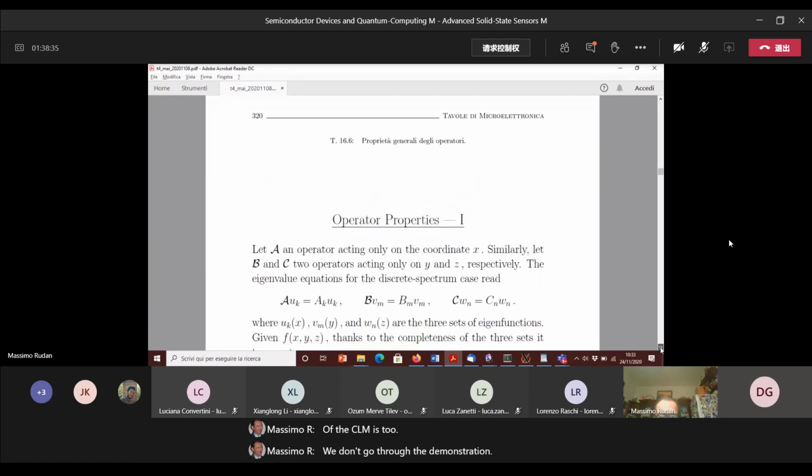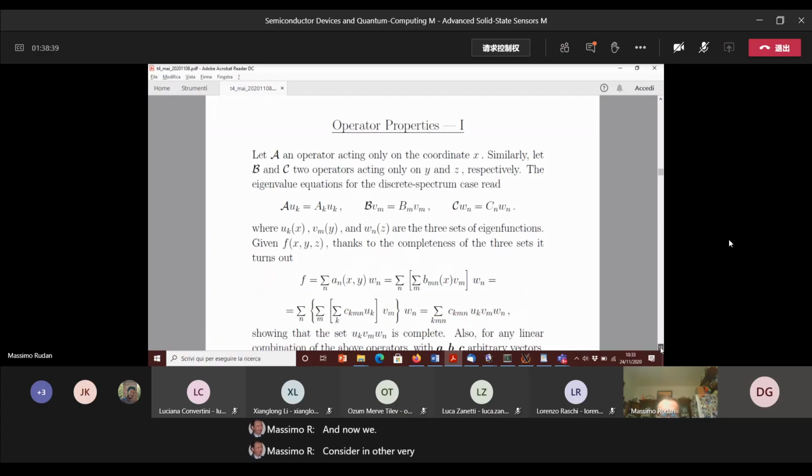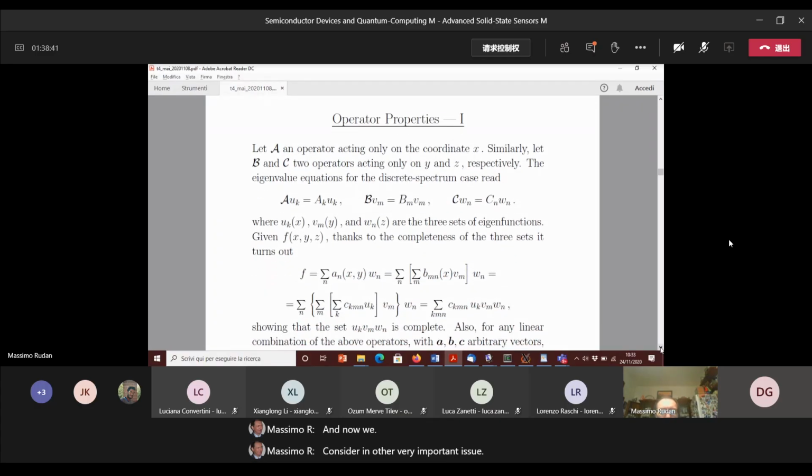And now we consider another very important issue. This important issue is the issue of the so-called separability of the operators. Separability is important because if an operator is separable, in general, it is much easier to solve the eigenvalue equation because we can do it one coordinate at a time, okay?